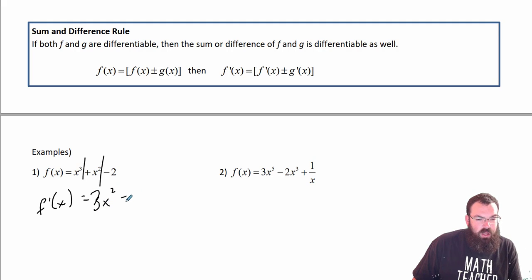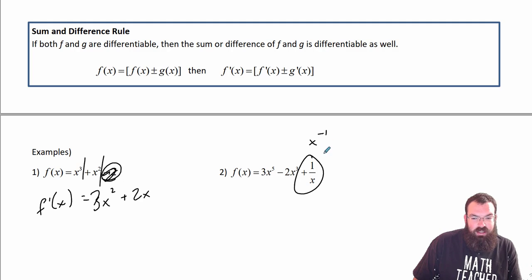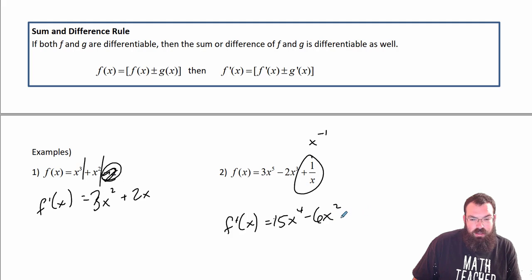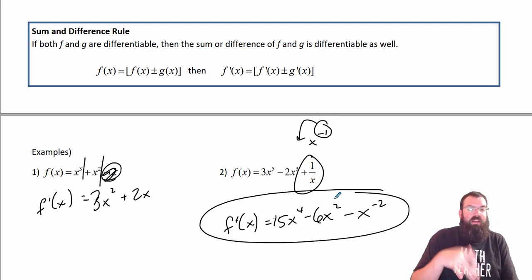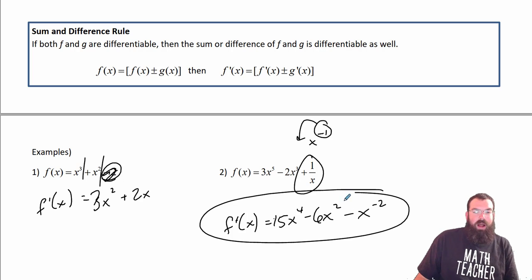So I get 3x to the 2 plus 2x, and then because this is a constant, it goes away. This one here, I'm going to rewrite this as x to the negative 1. So I get f prime of x is equal to 15x to the 4 minus 6x squared minus x to the negative 2. Because this minus comes down as a new negative in front of that value. So we got to watch for that, okay?